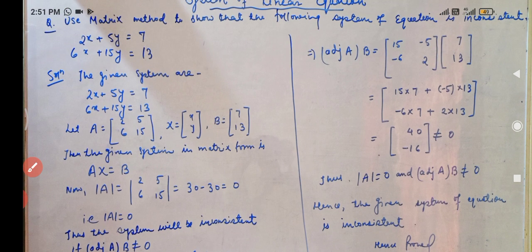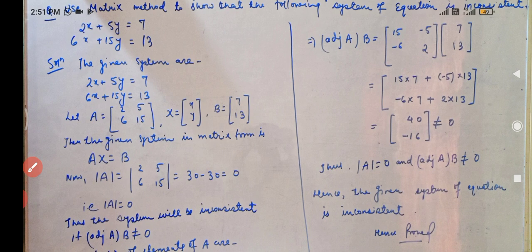Okay, now we have to find adjoint of A into B. Writing in this way, first we write the value of adjoint of A and thereafter the value of B. While multiplying, what we get: 15 into 7 plus minus 5 into 13, and thereafter minus 6 into 7 plus 2 into 13. So this gives the values 40 and minus 16. Since we have some values here, it is not equal to 0 and 0. That's why we write it as not equal to 0.